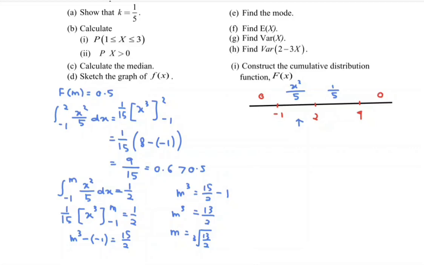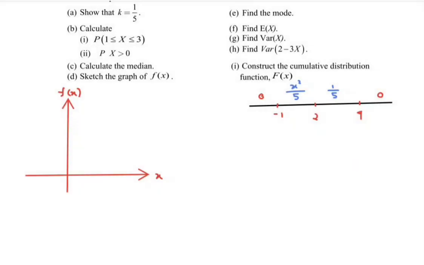So by referring to the calculator, we have 1.866. So that is the value for m. Next, refer to the situation. Here we have negative 1, here we have 1, and then here we have 2, 3, and 4. Substituting negative 1 into the situation, we will have negative 1 squared over 5. So let's say here we have 1 over 5, which is 0.2.